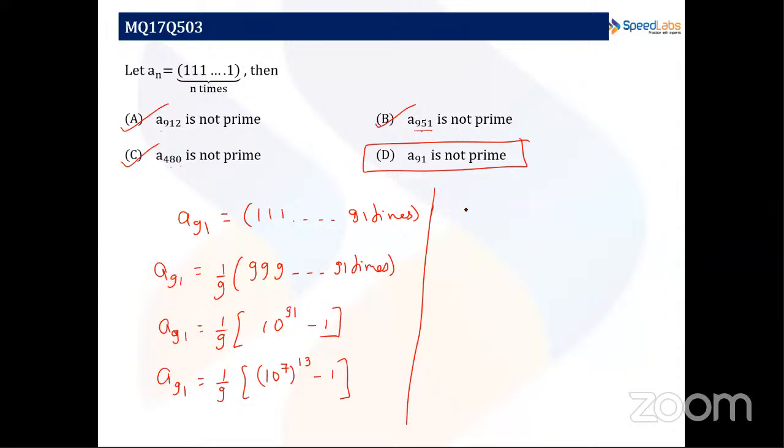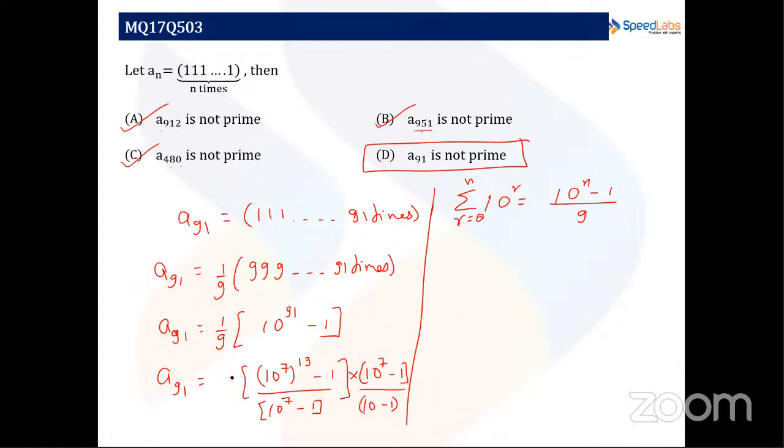Okay. Now our basic rule, which we have already cleared, is this: if we are having a GP, the common ratio here is 10 to the power 7. If we have a common ratio 10 and we are finding the sum of this GP from r equals 0 to n, then this value will be 10 to the power n minus 1 upon 9. So I'll multiply and divide by 10 to the power 7 minus 1. This 9 I can write as 10 minus 1.